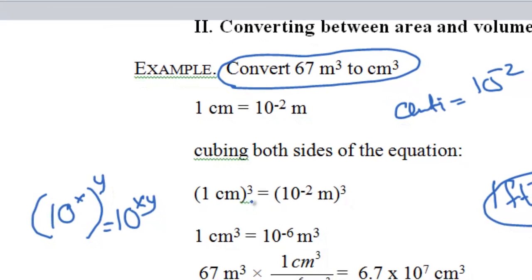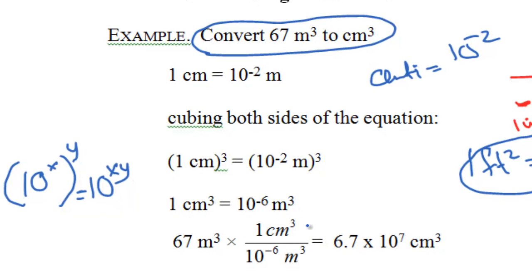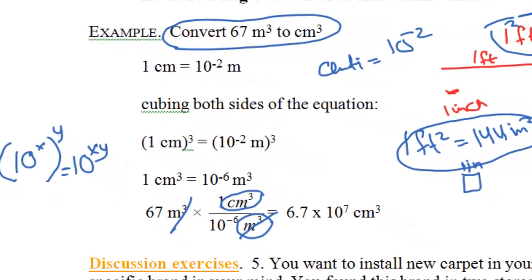And now if you want to follow the dimensional analysis method, you multiply 67 cubic meters by the conversion factor that has cubic centimeter in the numerator and cubic meter in the denominator, so that cubic meter will cancel out and you'll get the answer in cubic centimeters. And 67 divided by 10 to the negative 6 will give you 6.7 times 10 to the power 7, because 1 over 10 to the negative 6 is 10 to the positive 6. When you take the reciprocal, the inverse of 10 to the power x, the answer will be 10 to the power negative x. The sign will flip.